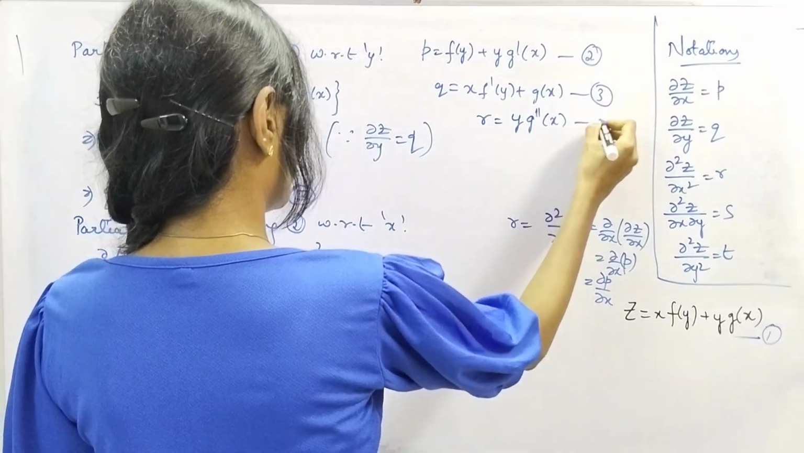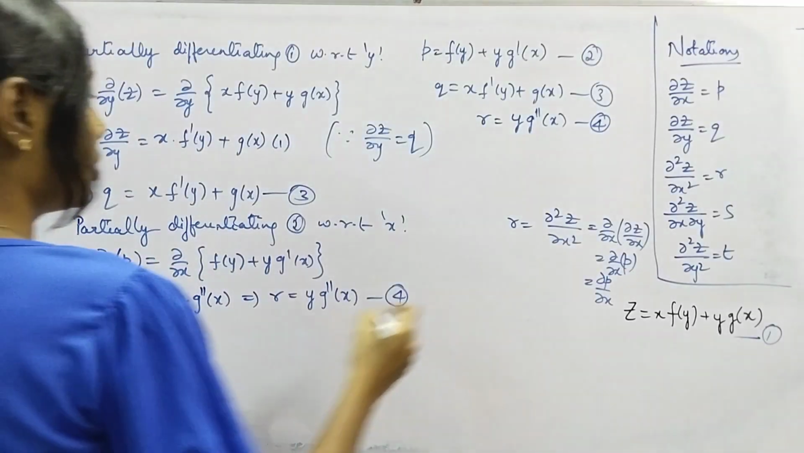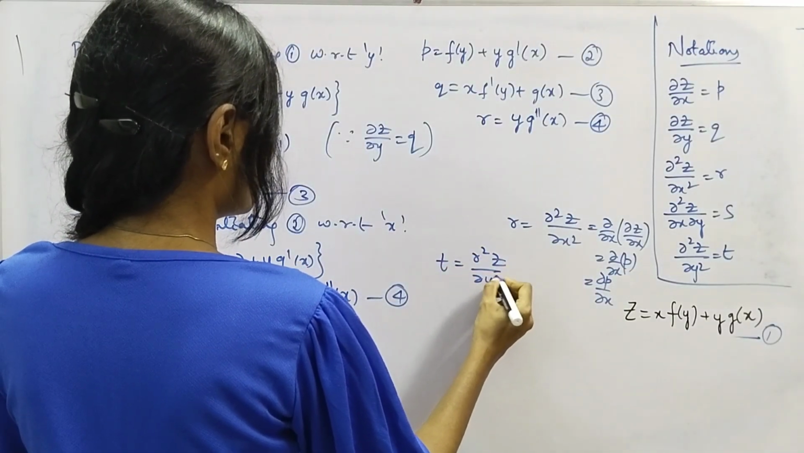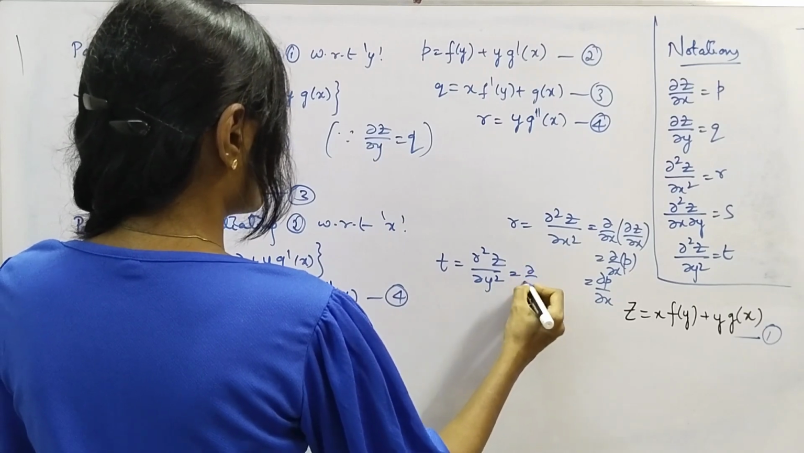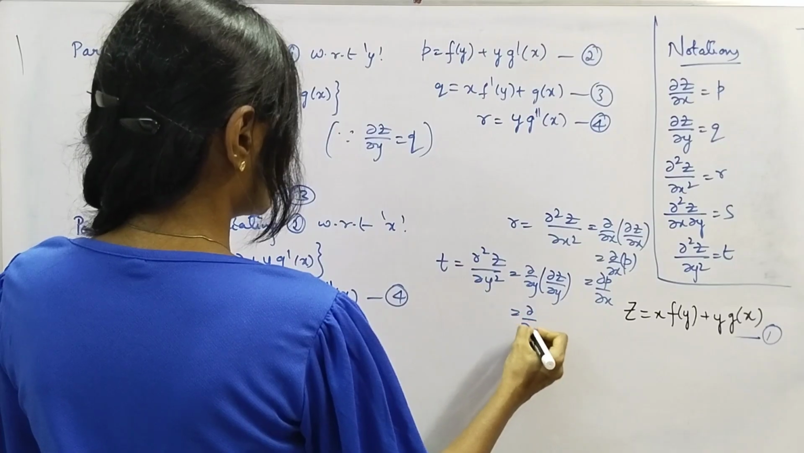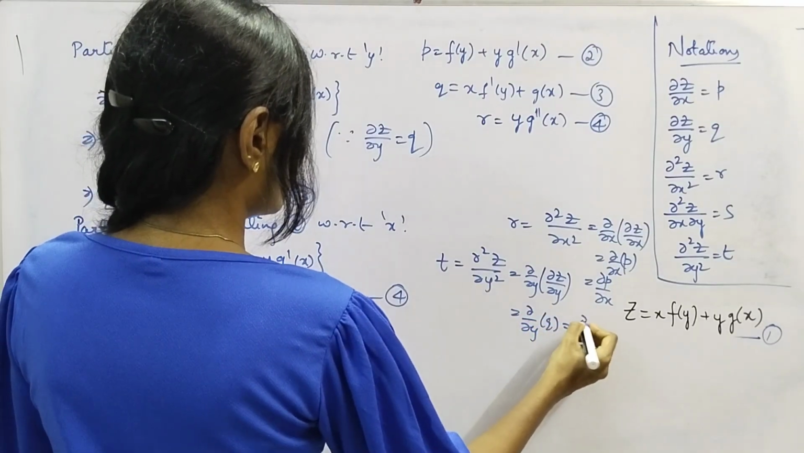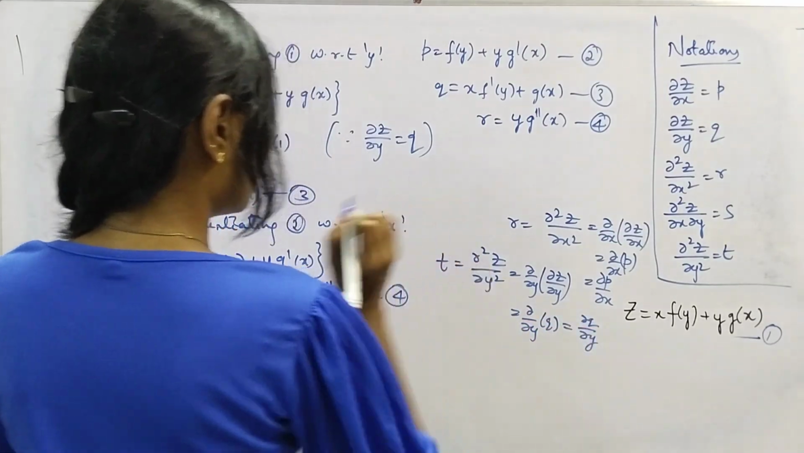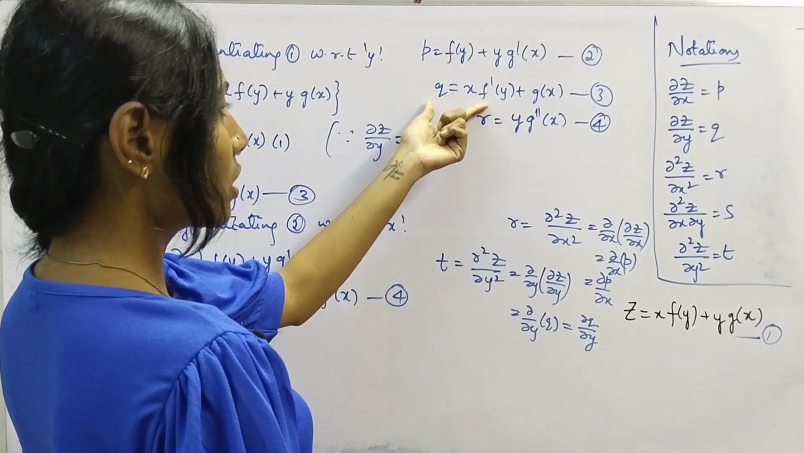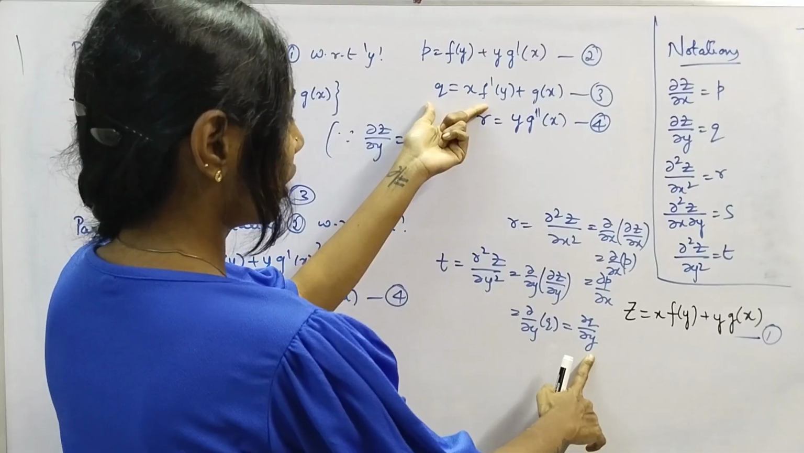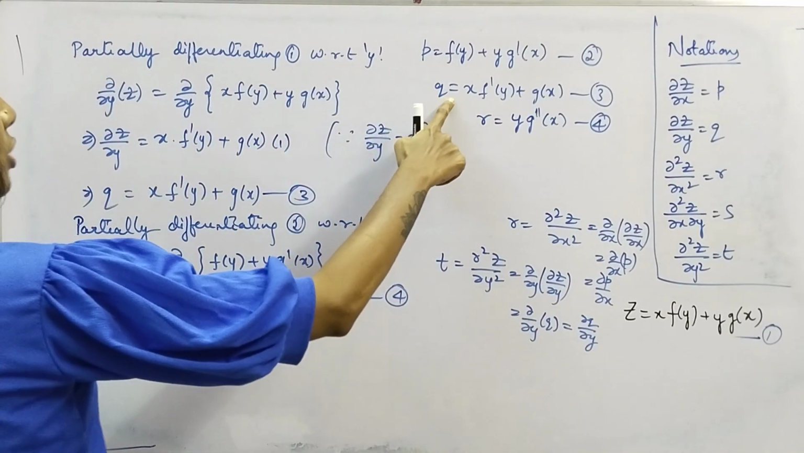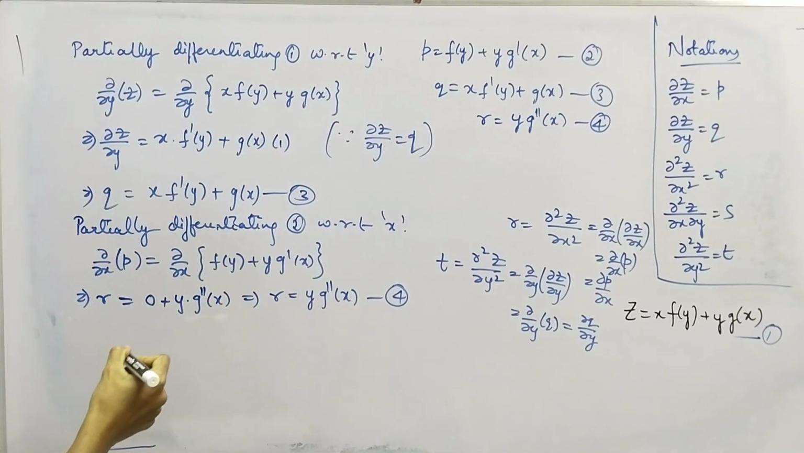Good. Now let's find the equation involving t. T is nothing but dou square z by dou y square, or we can write this as dou by dou y of dou z by dou y. Dou z by dou y is nothing but q. So dou q by dou y is nothing but t. Now let's partially differentiate the equation involving q with respect to y, so that we'll get the equation involving t. Now what we are going to do, we are going to partially differentiate this 3 with respect to y.